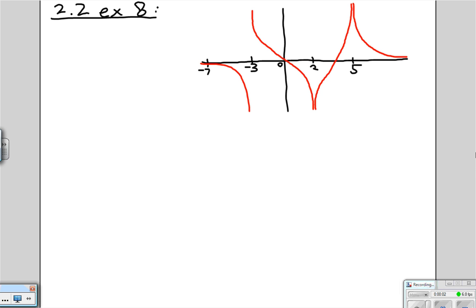All right, so let's do exercise 8 in section 2.2. This is another one of these limit problems where you have a picture of a function, in this case r of x, and that's in red, and we have to answer some limit questions related to this. Okay, so the first one says, what's the limit as x goes to 2 of r of x?